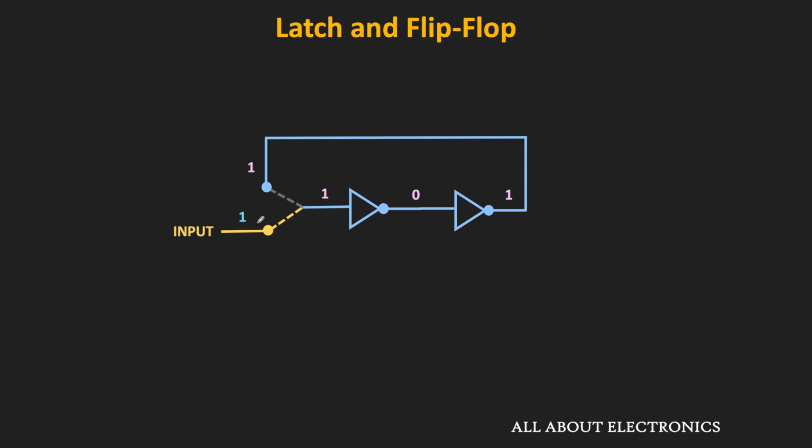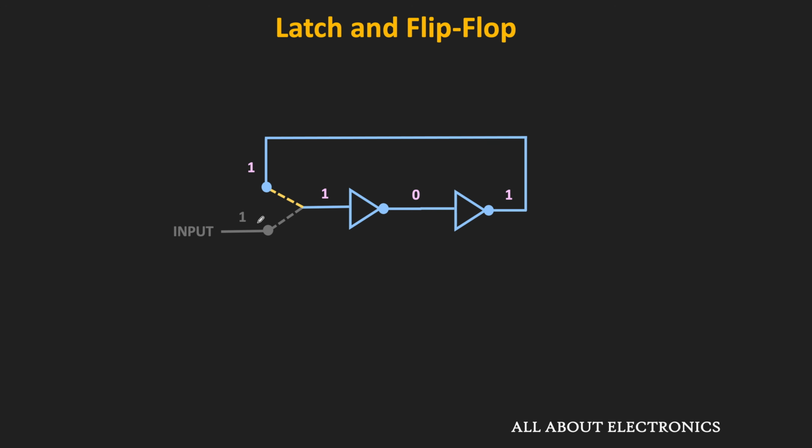Now if the switch is instantly connected to the second side, then the same 1 will also appear at the input of the first NOT gate. And this 1 will propagate through the two NOT gates. Or in other words, this circuit will store the logic 1. So in this way, through the feedback from output to input side, this simple circuit can be used to store one bit of information.